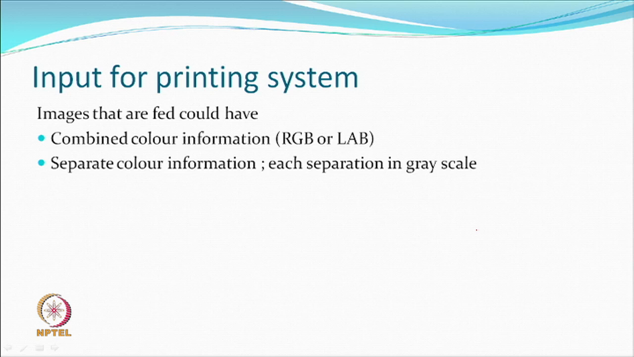So the input for the printing, as I said, can come either as combined color information, which means information coming as RGB or LAB format, or it can bring information already separated in grayscale. So yellow has a complete grayscale-based system that you have separated out: light yellow, green yellow, dark yellow, etc. So the separation comes, information comes in grayscale for yellow, for magenta, for black, and that is fed.